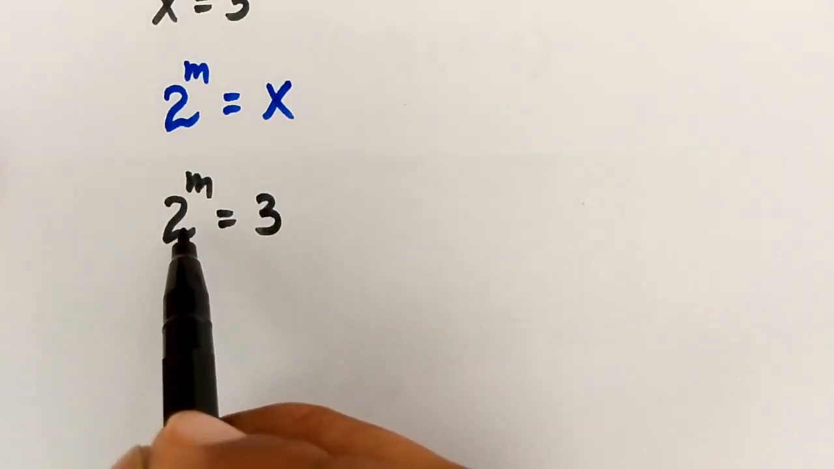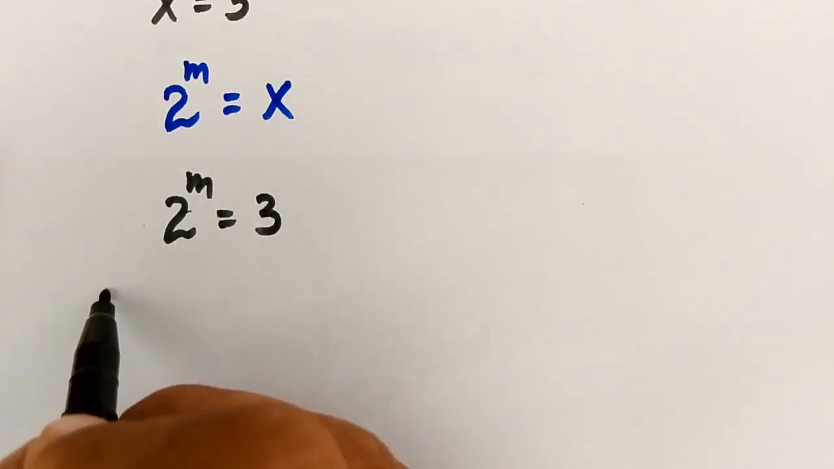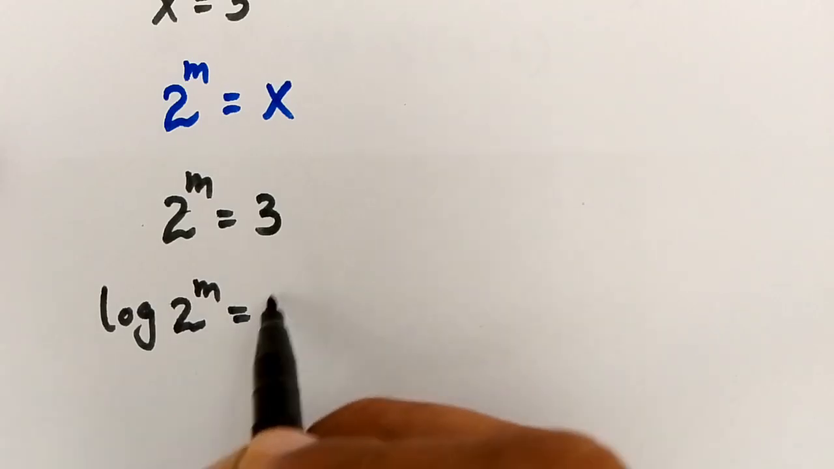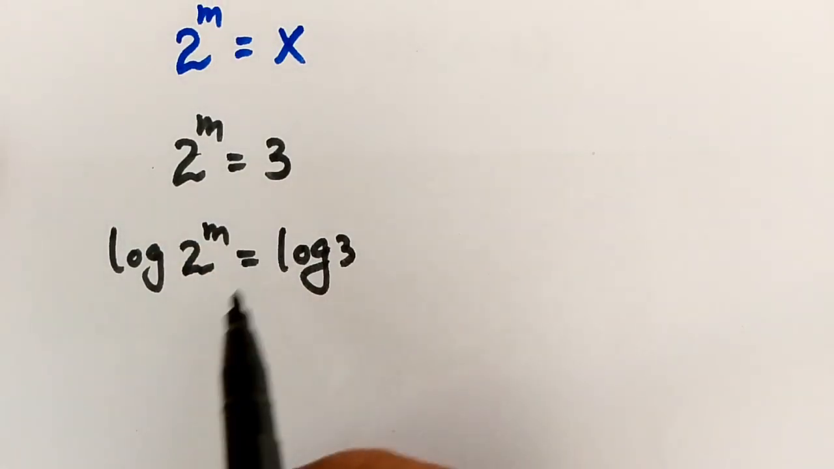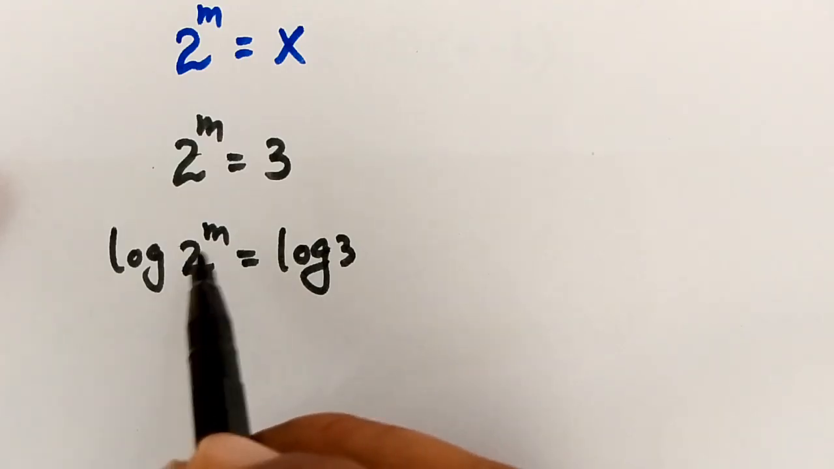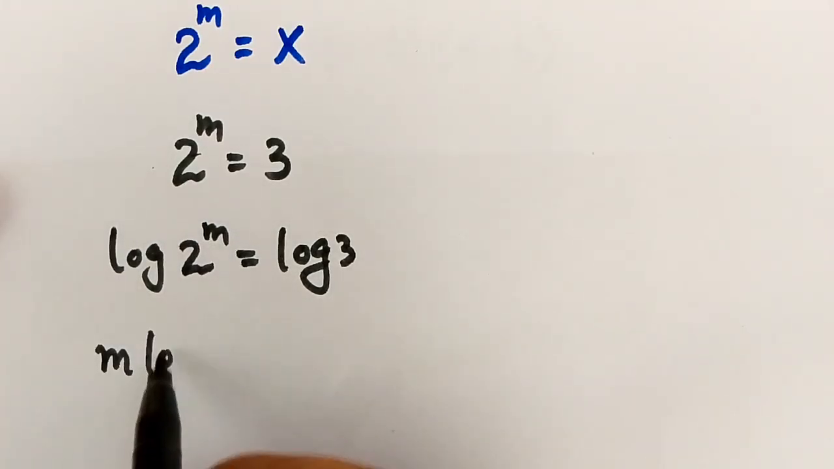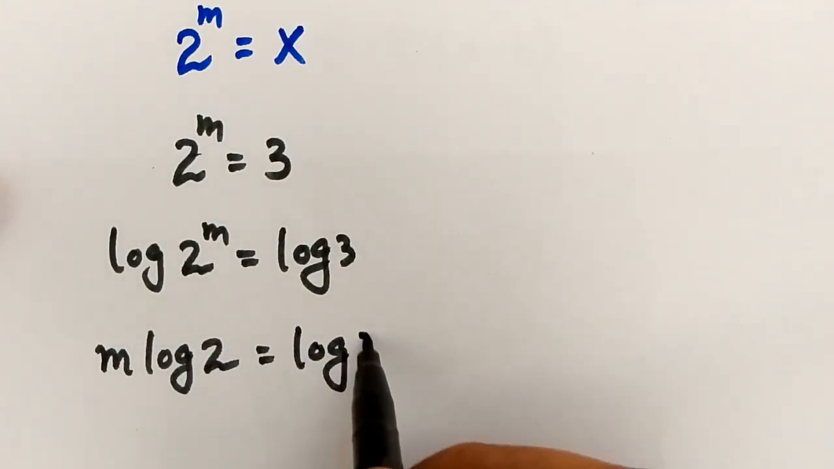Now to solve this, we have to take natural log at both sides. So here log of 2 to the power of m is equal to log of 3. Now here to apply the logarithm power rule, this m will come here, so this will become m log of 2 is equal to log of 3.